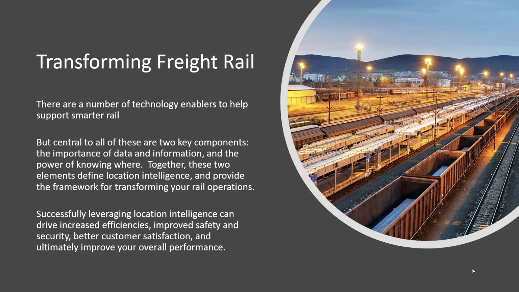And while there are any number of technology enablers to help drive smarter rail, whether we're talking artificial intelligence and machine learning, cloud computing, or data-driven analytics, central to all of them is the importance of data and information and the power of knowing where. Together, those two elements define location intelligence, and it provides the framework for transforming your rail operations. At Esri, we feel it will be largely through leveraging location intelligence that railroads can drive increased efficiencies, improve safety and security, they can provide better customer service, and ultimately improve their overall performance.